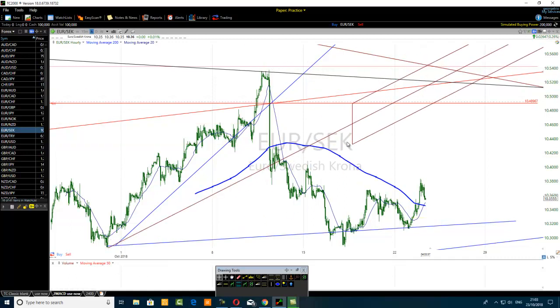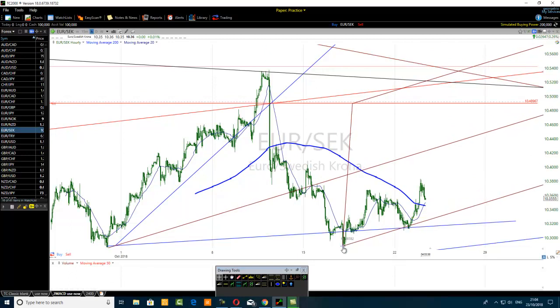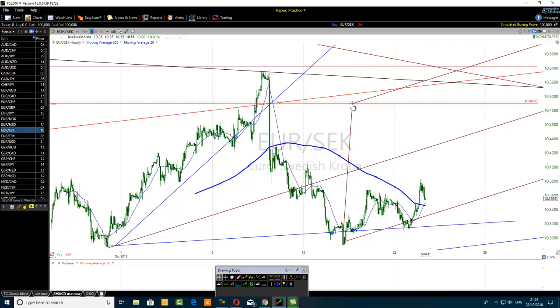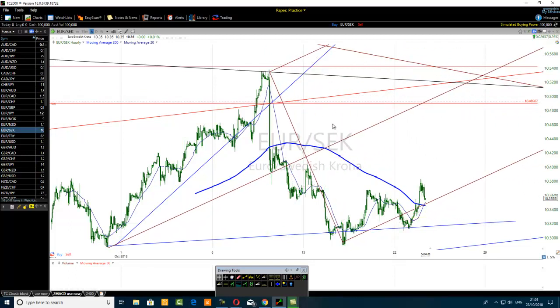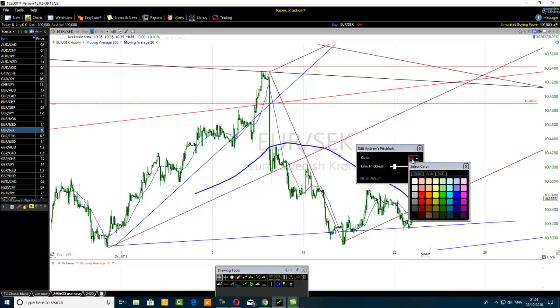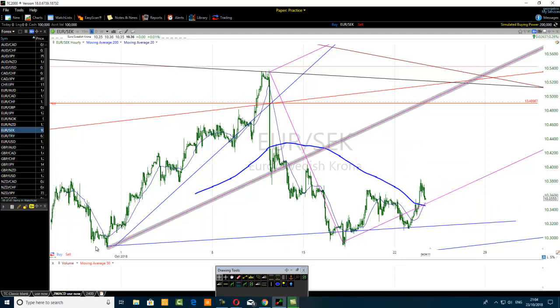here it is on the hourly time frame. Too many lines, George? Now I'll say to you, it's my chart. I can do whatever I like with my chart. Can I? You can do that also on your hourly time frame. All right?